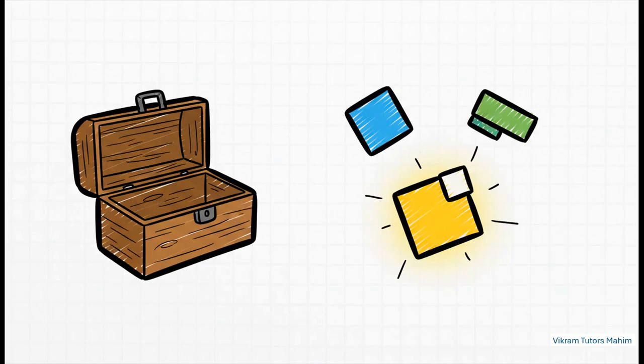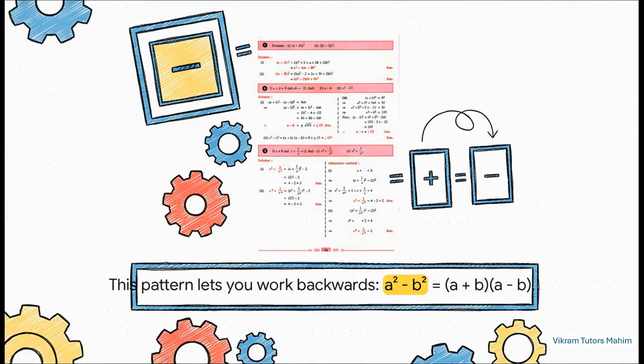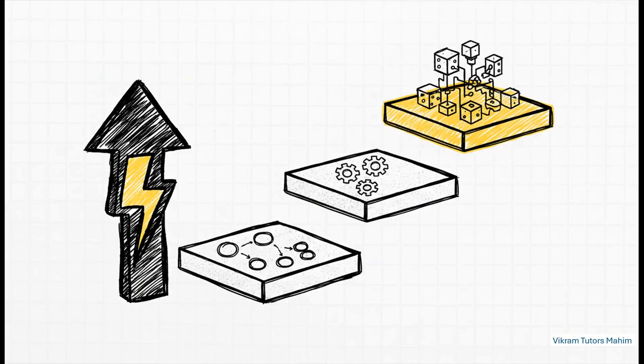Okay, time to add our third core pattern to the mix, the difference of squares. This one is awesome because it lets you work backward from two squared numbers. Super useful. So, once you've got the basics down, it's time to level up your skills.